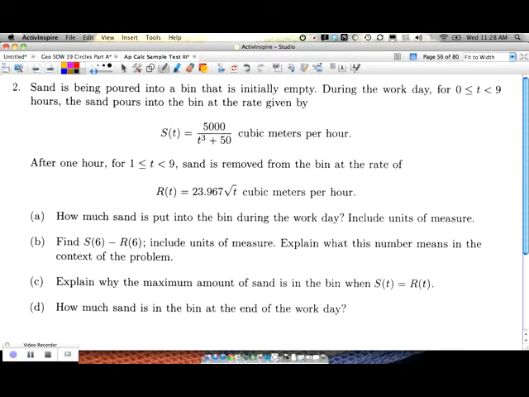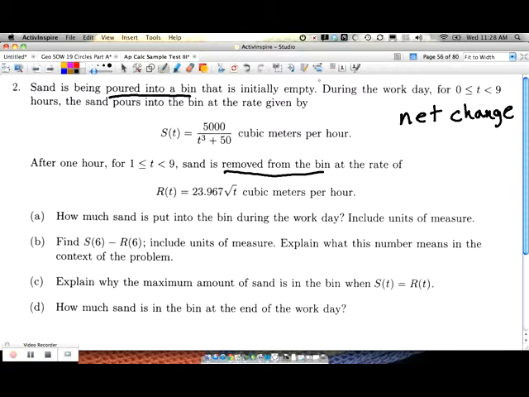Number 2. Ooh, this one's interesting. Because we have something being poured into a bin, then we have something removed from a bin. This is where we have a net change. So we've got to focus on what's happening and then figure out the net change when it asks for it, the positive change when it asks for it, the negative change, and do the appropriate calculation for what the question is.